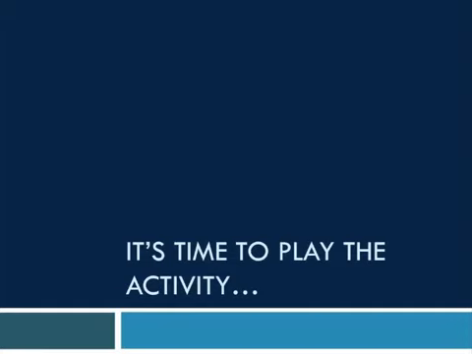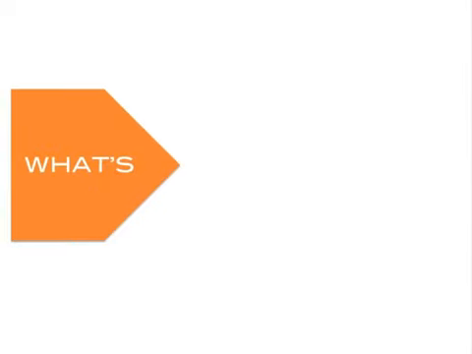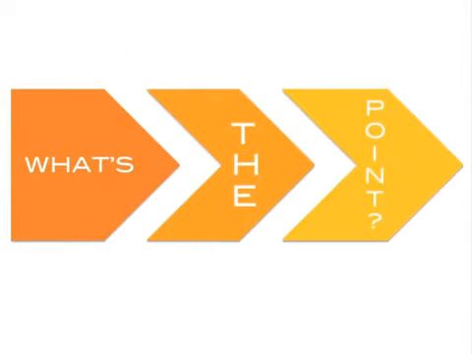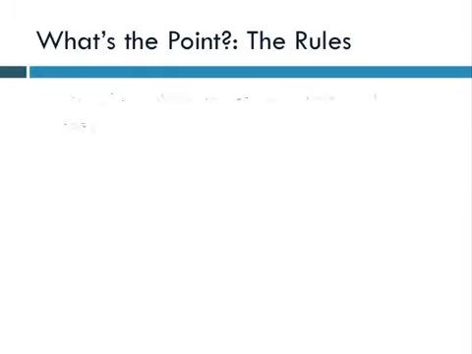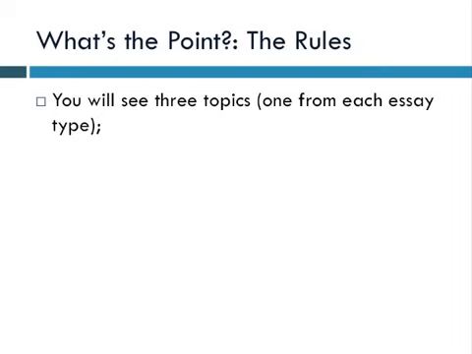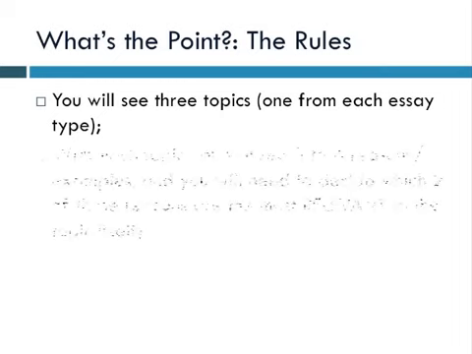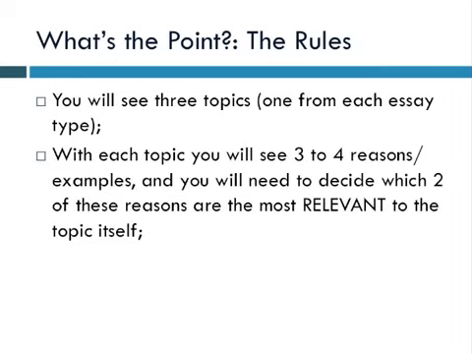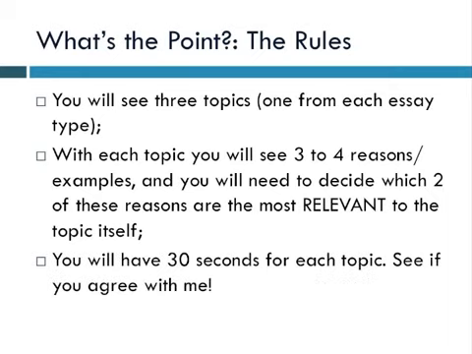But first, it's time to play a little activity that I like to call, What's the Point? Now, here are the rules. I'm going to show you 3 topics, 1 from each essay type. With each topic, I'm going to show you around 3 to 4 reasons or examples. And I want you to think about which 2 you believe to be the most relevant. Now, I'm going to give you 30 seconds as you look at each one, and I want you to choose.